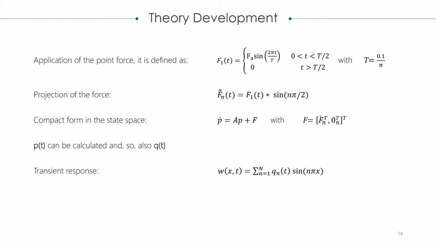The last step is to apply a force, a point force for our case. The point force is defined as a half sine wave to mimic a realistic impulse excitation. To implement it in our system, the force needs to be projected and put into vector form. Then P and Q can be calculated and a response will be obtained. Our model is finished. Let's now implement it to validate it and visualize some results.